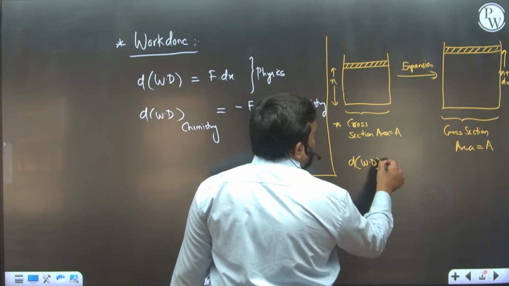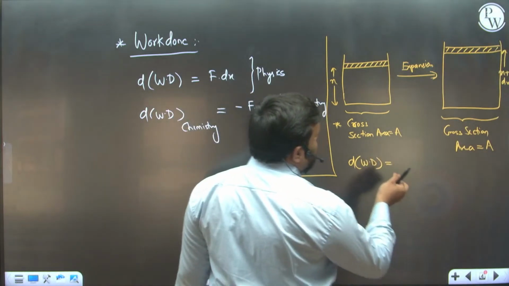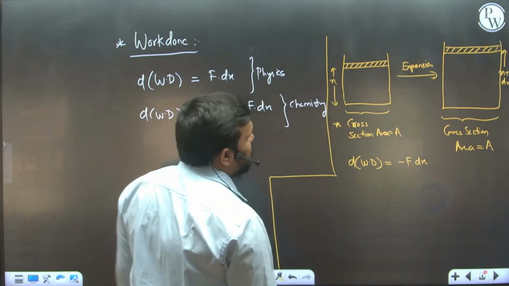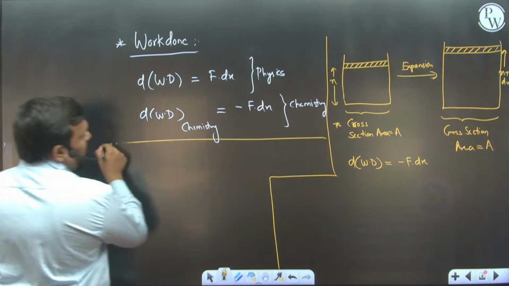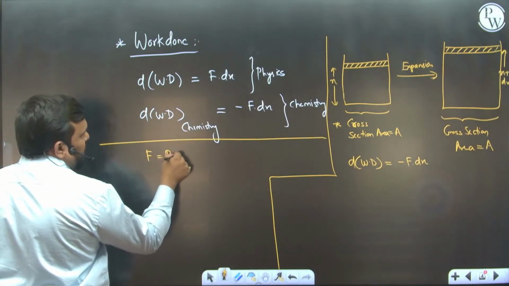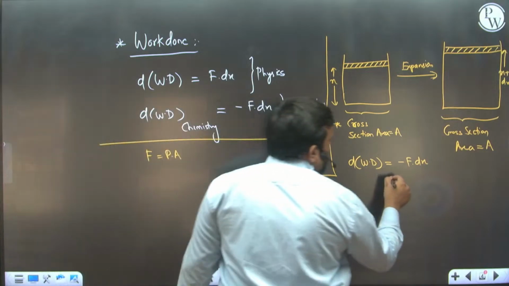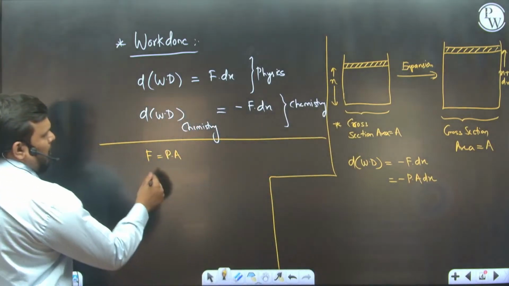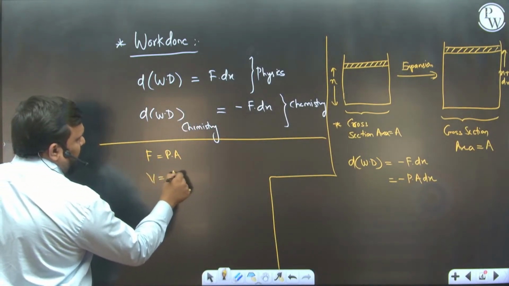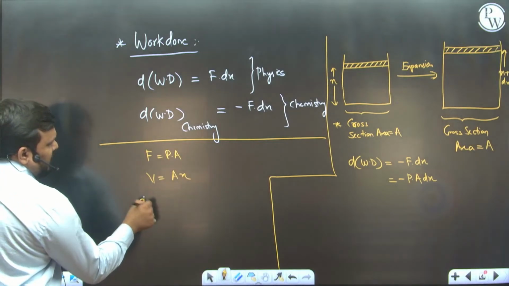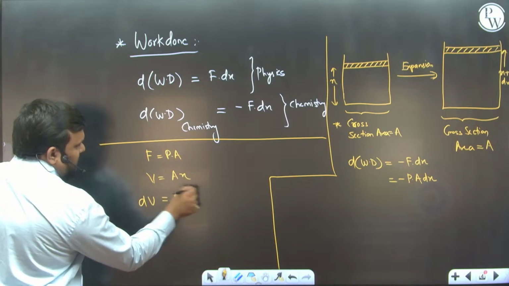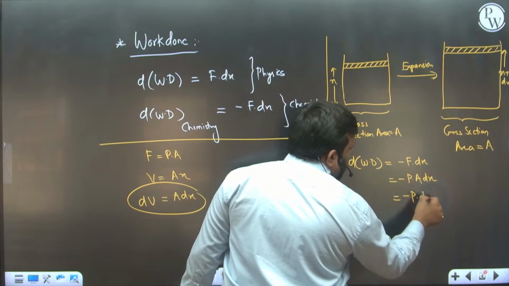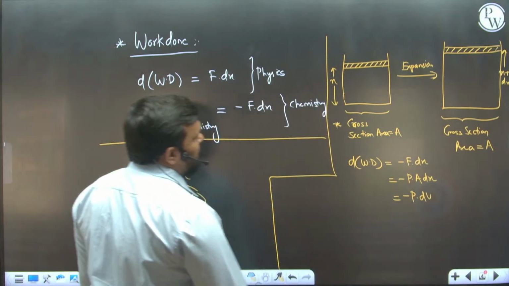According to chemistry, first of all, the work done is minus force into displacement. But as you know, force is nothing but pressure into area. I am writing over here, force is nothing but pressure into area. So I can write it down, minus pressure into area into dx. Okay. We also know that the volume is equal to area into length. Differentiating both sides, we get dV is equal to A dx. So in case of this A dx, we can write down dV. So we are getting work done as minus P dV.